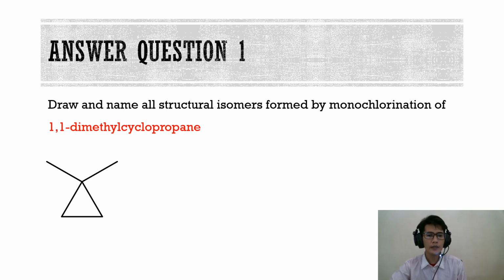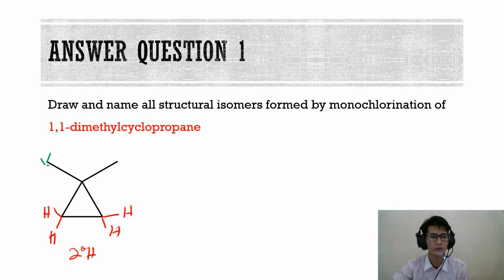Alright, here we have only 2 different environment of the hydrogen atom. There are 4 secondary hydrogen atom, and also we have, no, not 3, it's actually 6 for the primary hydrogen atom. So we have 2 possible product. Okay, which is the green one is like this. Okay, and the red one is like this.